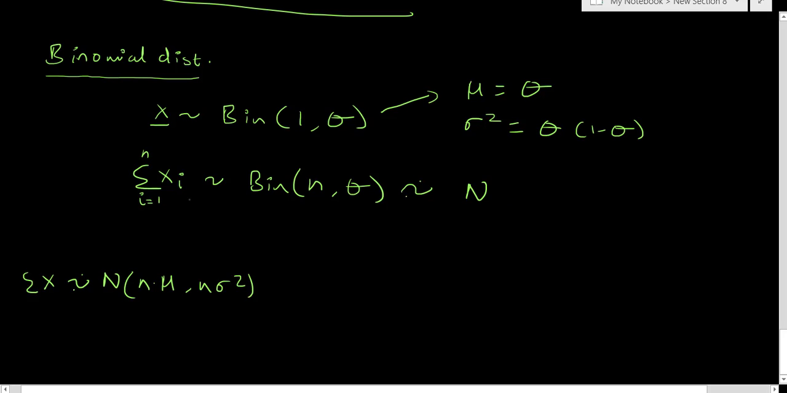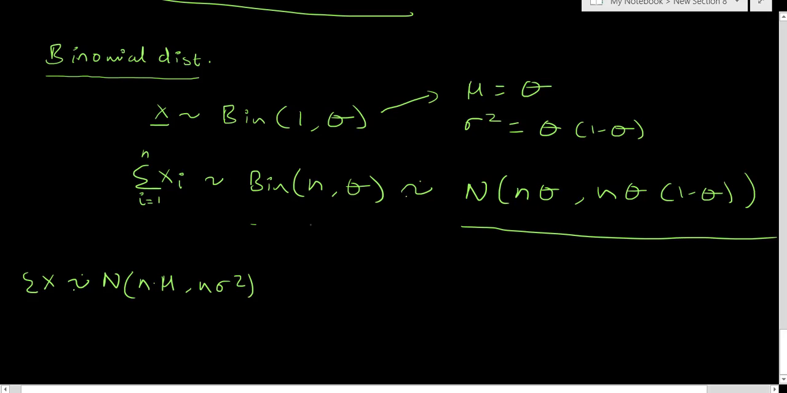So this will approximately follow a distribution with mean n mu, that is n theta, and a variance of n theta into 1 minus theta. This is the approximate distribution that I have here, and I can use it to estimate the binomial probabilities if I have a sufficiently large n, that is if n is greater than or equal to 30 for all practical purposes. So this is how we can estimate the binomial distribution using a normal approximation.